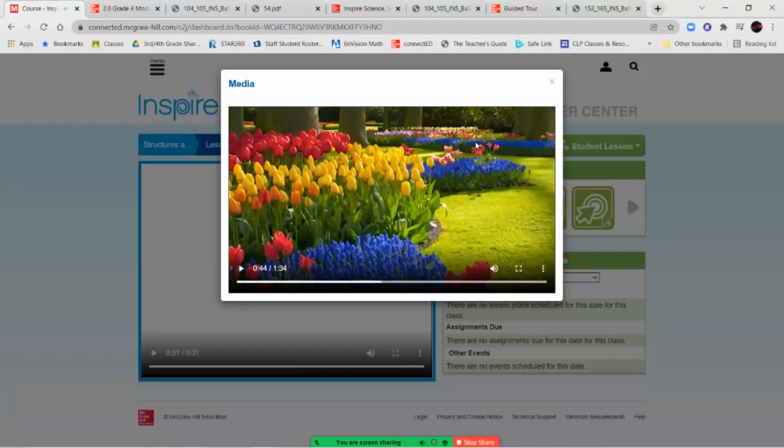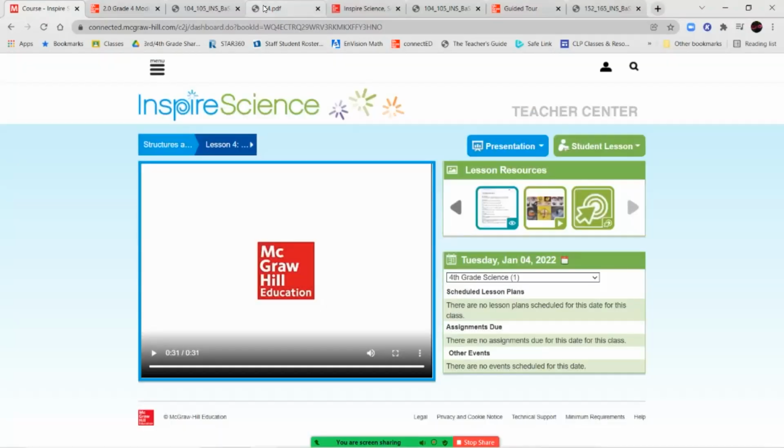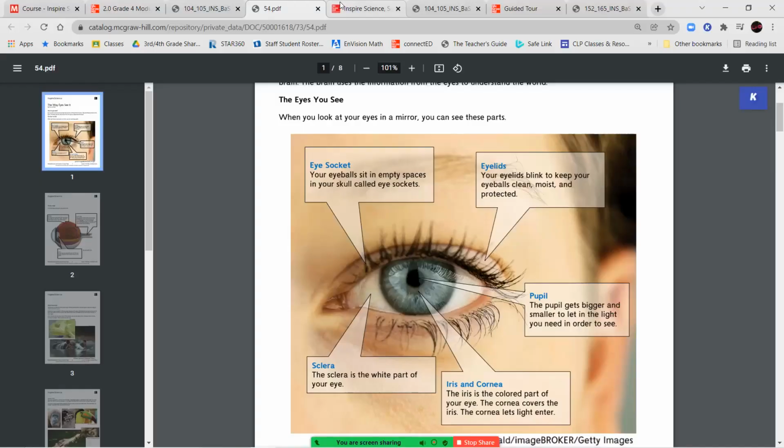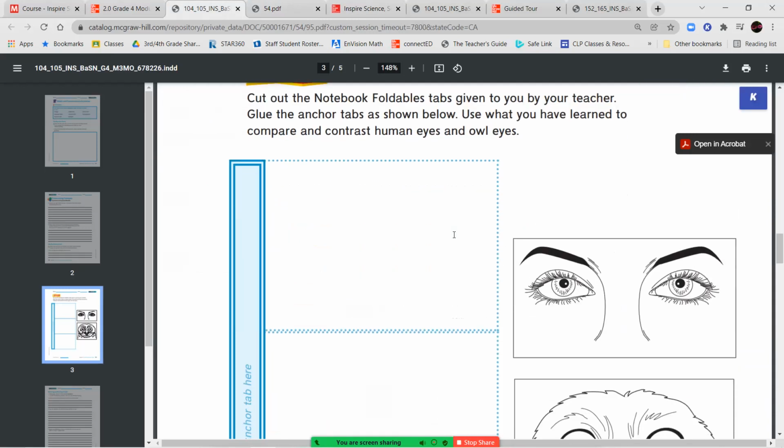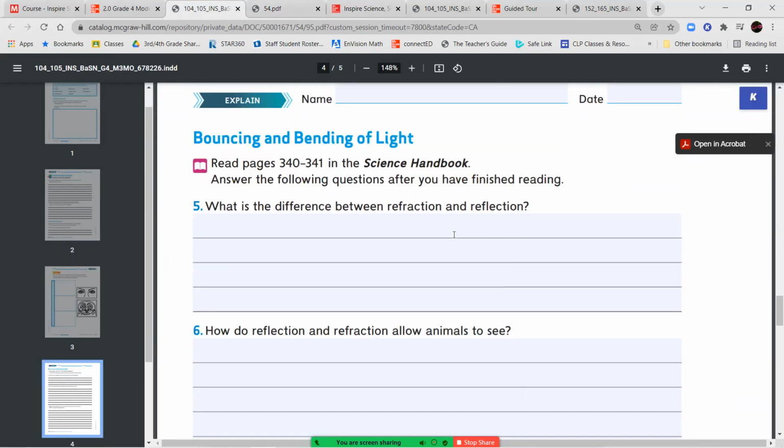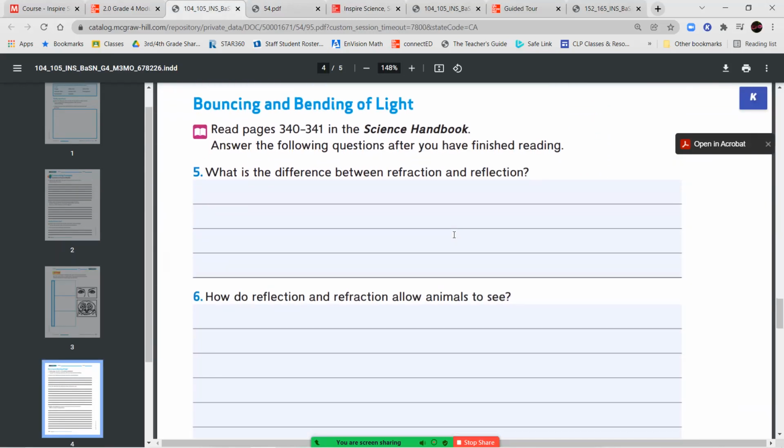All right, so let's go ahead and head back to our pages. Now that we've finished watching the video, how do dogs see differently than humans? So you can go ahead and put in the information from the video there. And then we're going to skip down to our next page, and we're going to read in our textbooks on page 340 and 341 about the bouncing and bending of light.